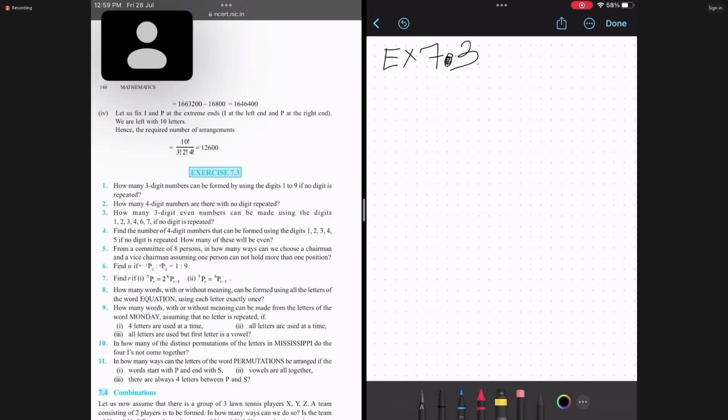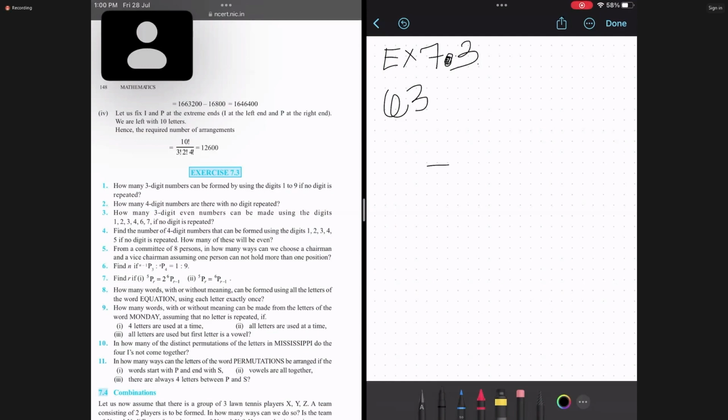Now we move on to the third question. Question number 3. How many 3-digit even numbers can be made using the digits 1 2 3 4 6 and 7 if no digit can be repeated, correct?